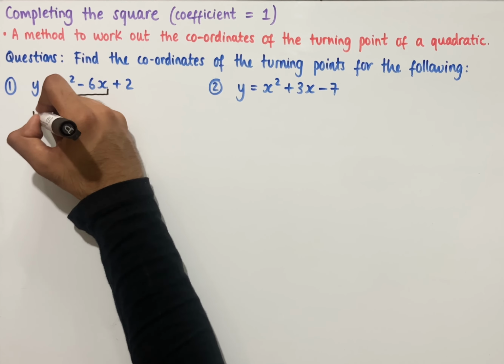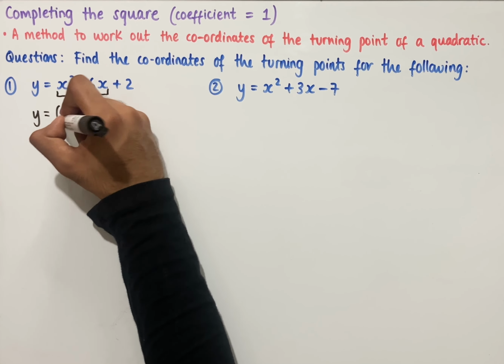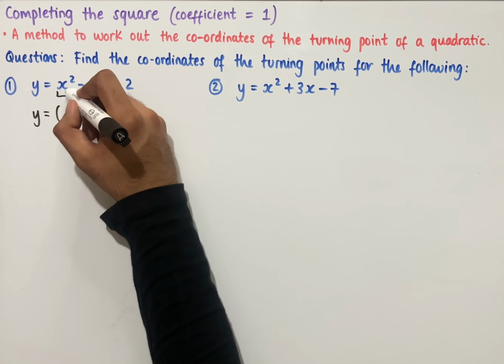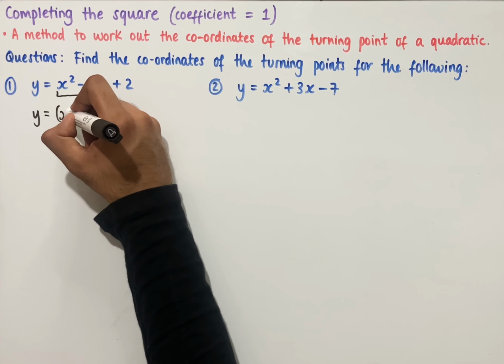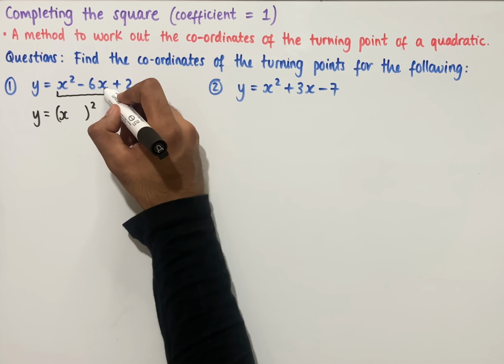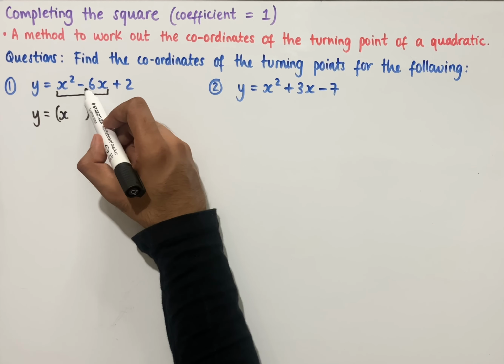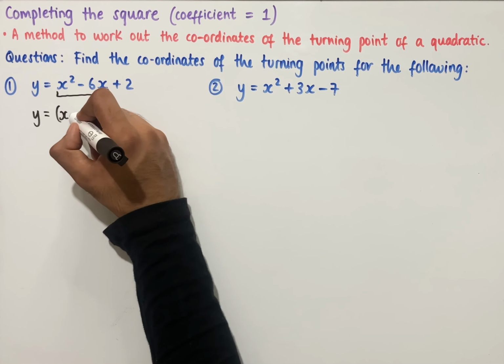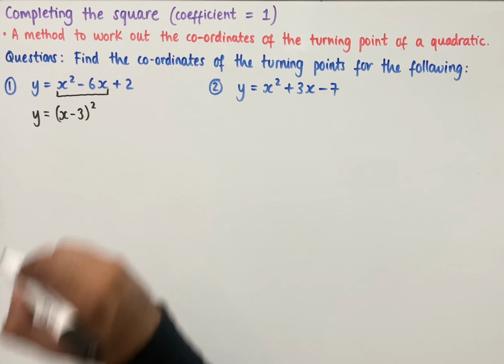And so we begin by writing this as a squared bracket. And so we have x as the variable, so we'll write that in front, and we halve the coefficient of the single x term, which in this case is minus 6. And so halving minus 6 gives us minus 3, so write that inside the brackets.